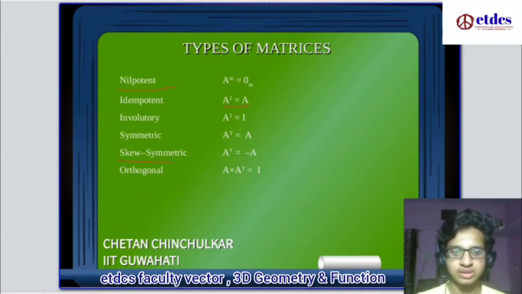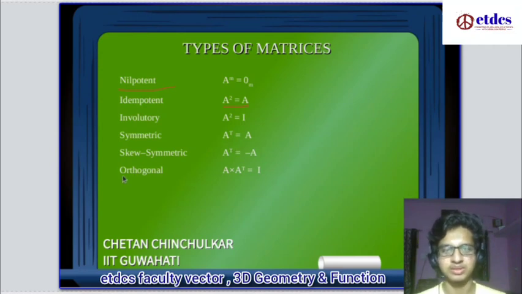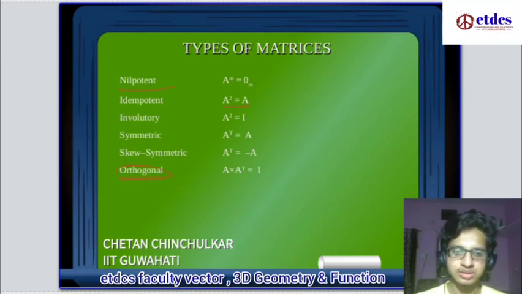So what does skew symmetric mean? It might be possible that after transposing the matrix, we get an extra negative sign. Then we call that type of matrix a skew symmetric matrix. Now the term orthogonal matrix is also used in geometry. What does orthogonal mean? If you multiply a square matrix A with its transpose, then we get the identity matrix.